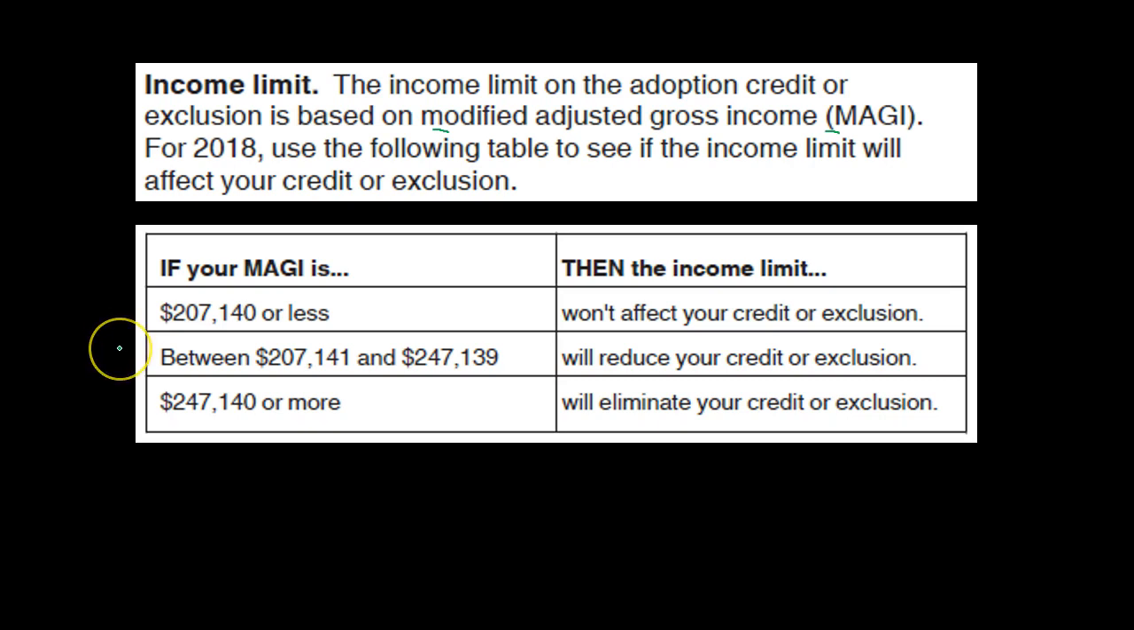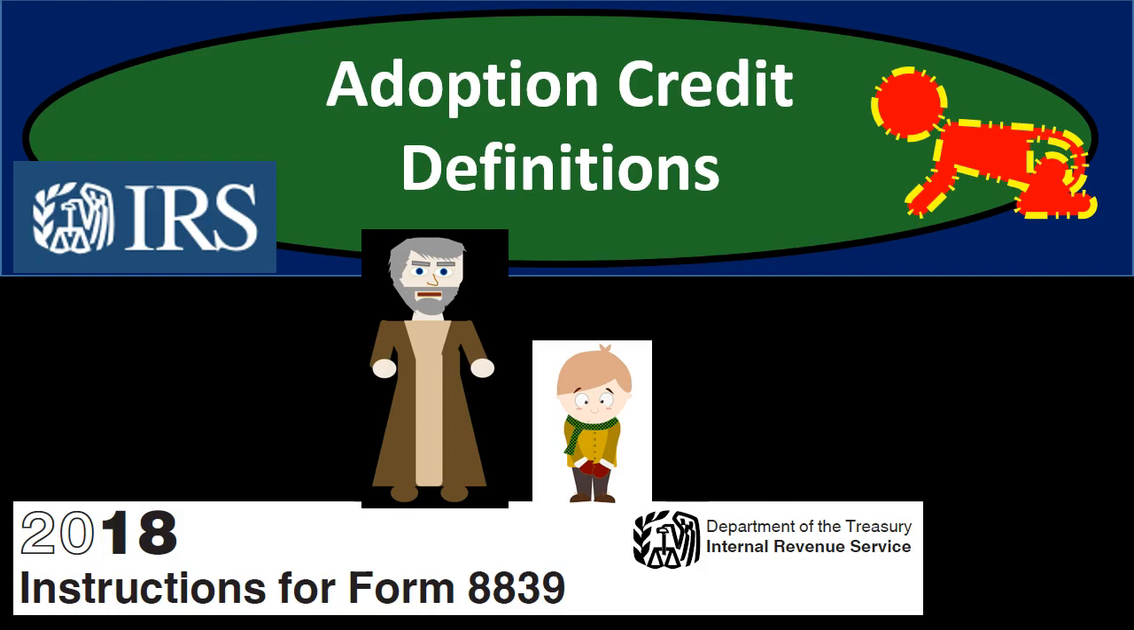If the income is between $207,141 and $247,139, again, modified adjusted gross income, but in essence, an income limitation, then it will reduce your credit or exclusion. We're not talking about how much it will reduce it yet, but notice if you're in this range, it'll probably be reduced at some point according to the calculation. If you have $247,140 or more, it will eliminate the credit or exclusion. So if you're over this point on the modified adjusted gross income, then the credit won't apply due to the income limitation.